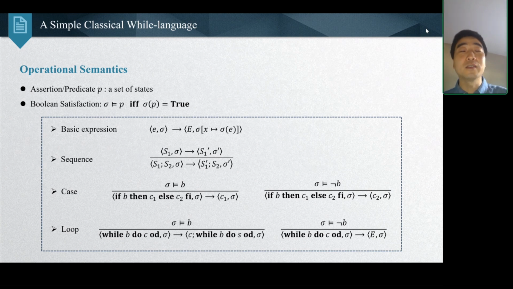For the basic expression, we evaluate the expression. For the sequence S1; S2 at sigma, we first execute S1, and then execute S2. For the case, when the current state satisfies the Boolean expression b, we go to the first branch C1, otherwise we go to the second branch C2. For the while loop, whenever the loop guard is satisfied, we go to the loop body, and if it is not, then we jump over the loop.